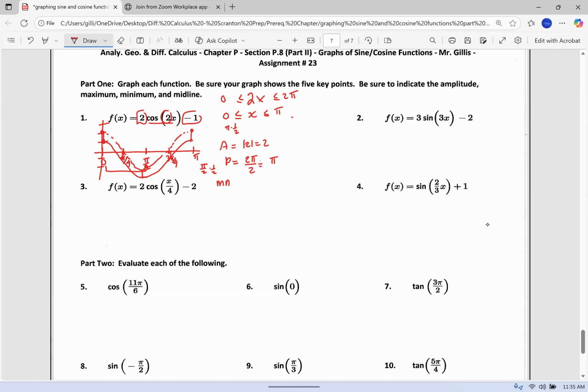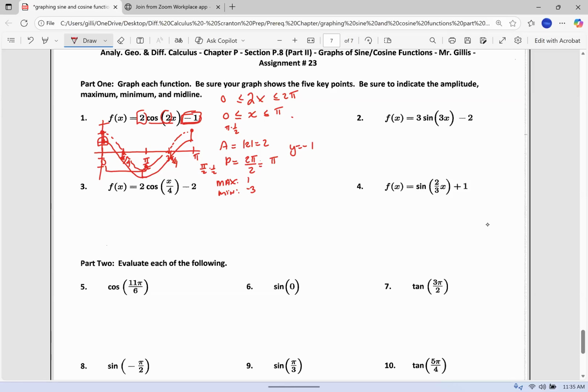The maximum is the highest y, and that highest y is 1. And the minimum is -3. That's the lowest y the graph hits. And the midline is y equals -1. The midline is always your d value, which is your constant there.